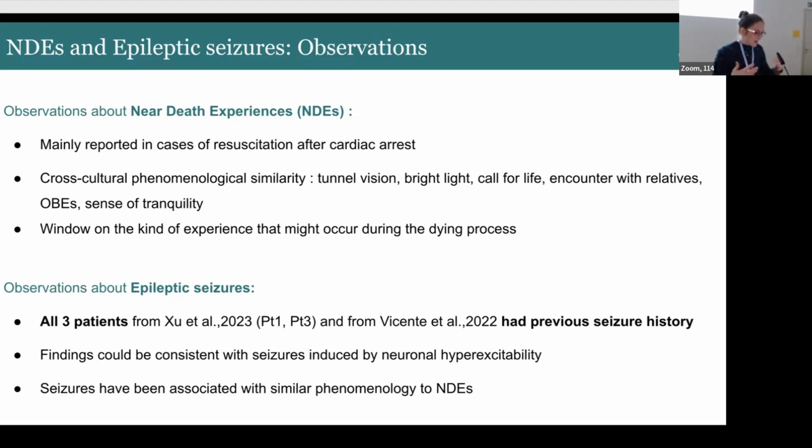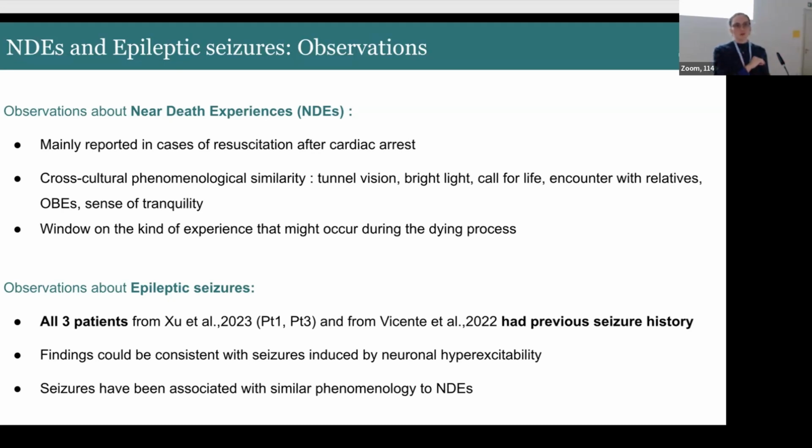So yeah, NDEs do offer a kind of unique window into the kind of experience that might occur during the dying process. I'm just going to remind you now that all three patients, so again, whoever managed to spot that, the first patient ever recorded had a history of seizures. The two patients here also reported this gamma surge, history of seizures.